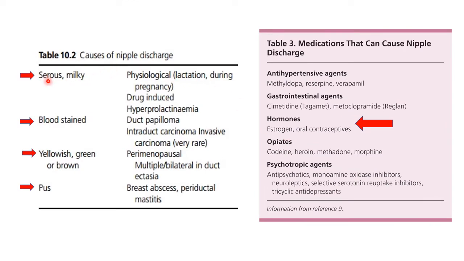Okay, here are the four types of discharges and the possible causes of them. As far as seriousness is concerned, blood stain is the most important. Ductal papilloma is the most common cause, but you must always keep in the back of your mind intraductal invasive carcinoma, although it is not so common. Medications can also cause nipple discharge. There is a long list of medications, of which the most important are estrogens or oral contraceptives, which are the most commonly taken.